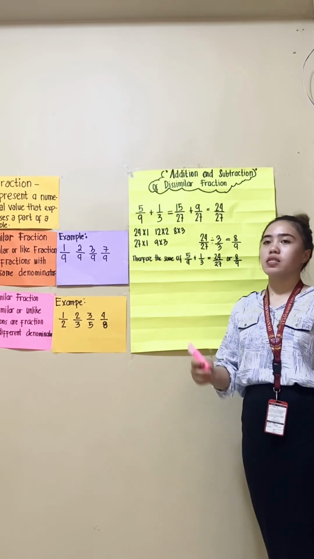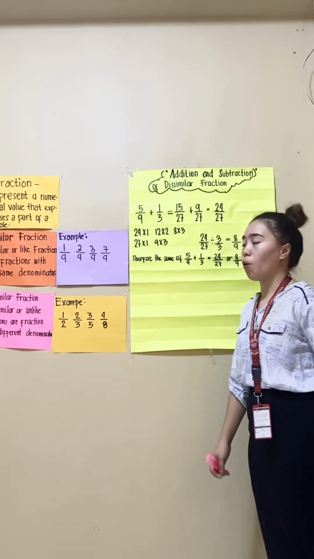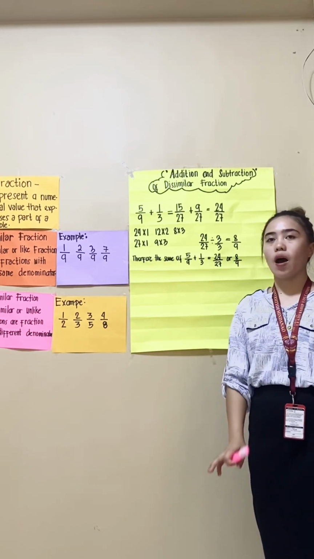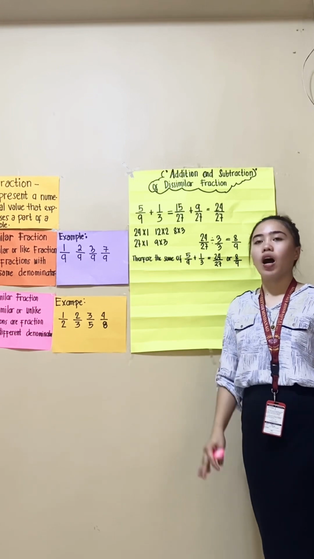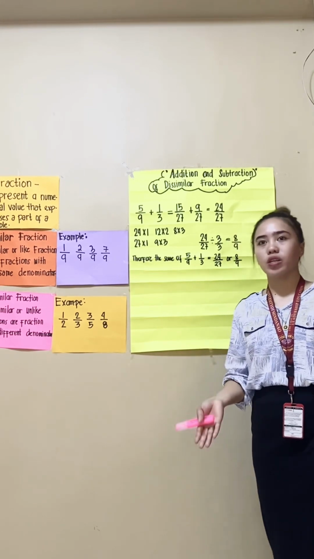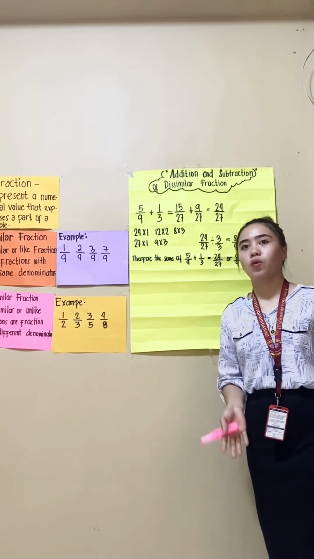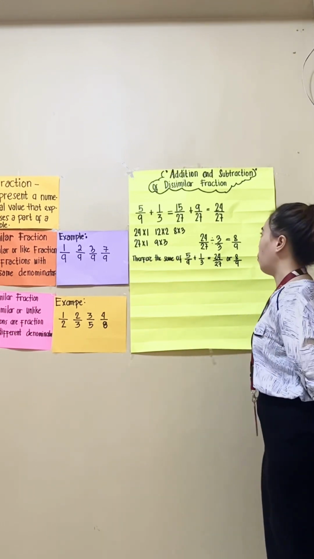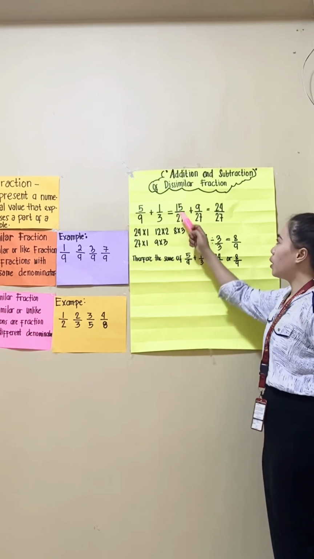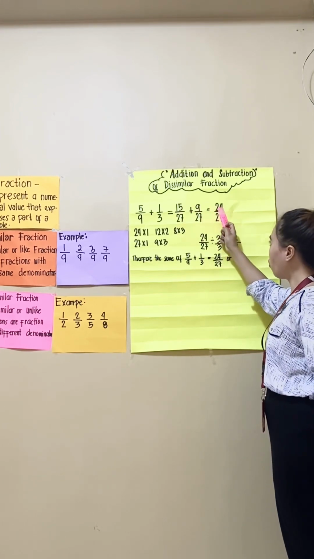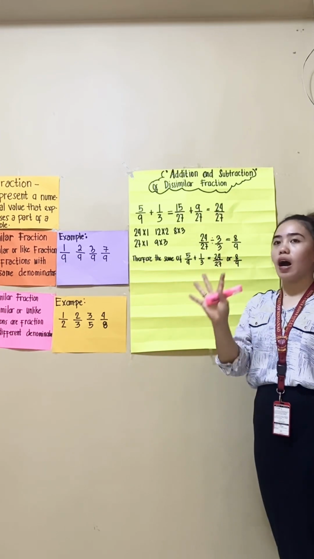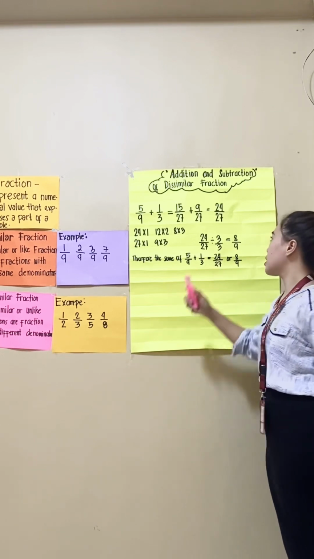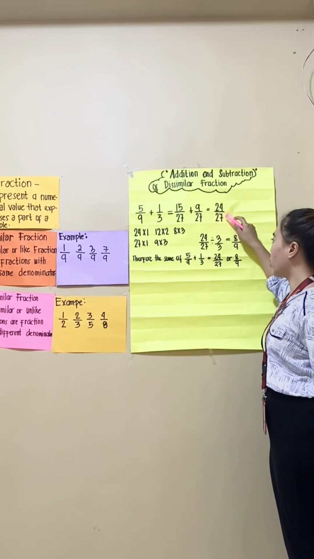The third step is to perform the operation. Since the equivalent fractions are now similar fractions, we can add the numerators and copy the denominator. So 15 plus 9 equals 24. The fourth step is to copy the denominator, which is 27.